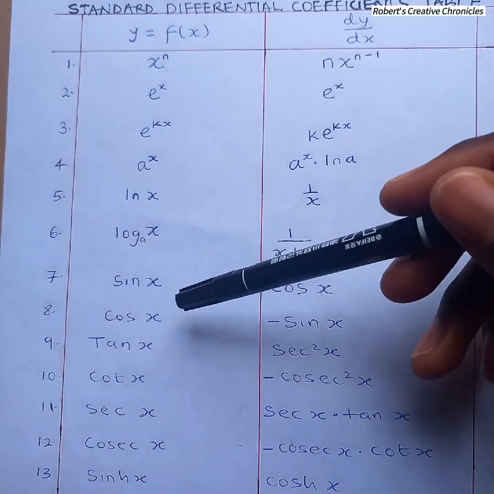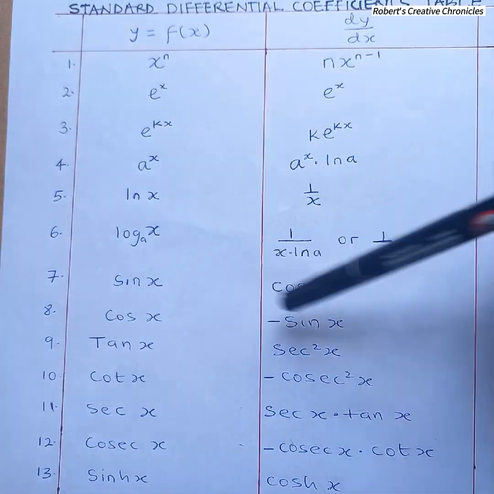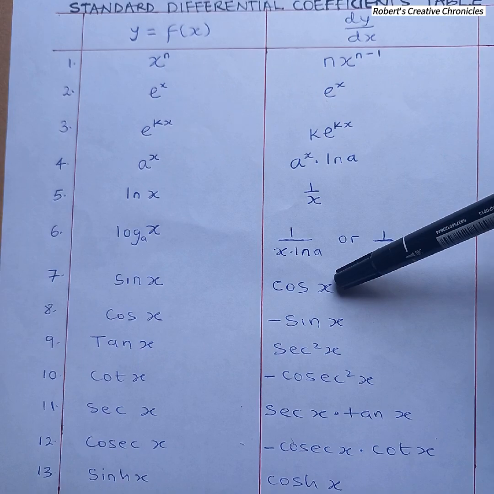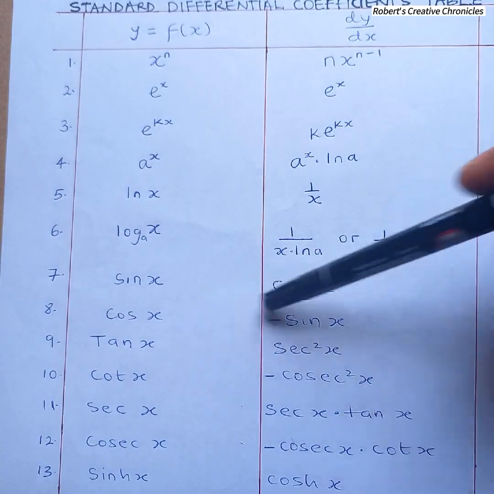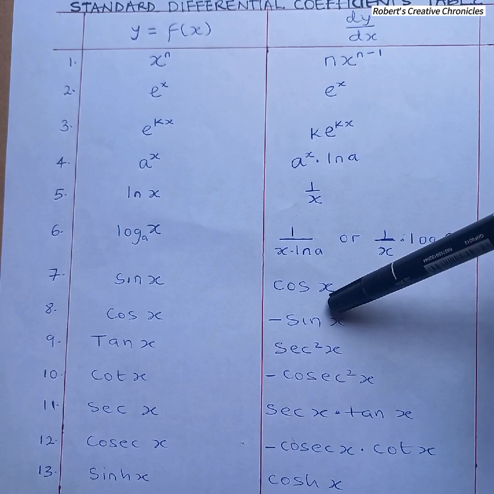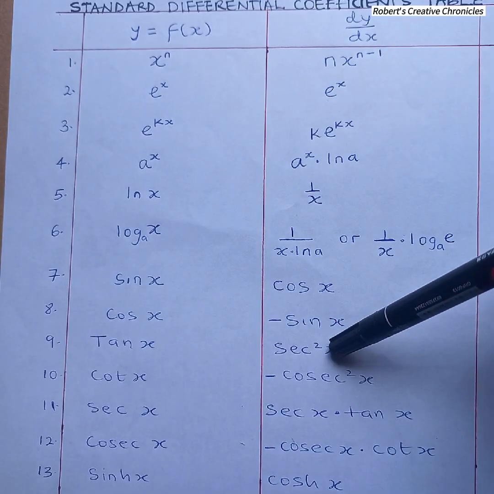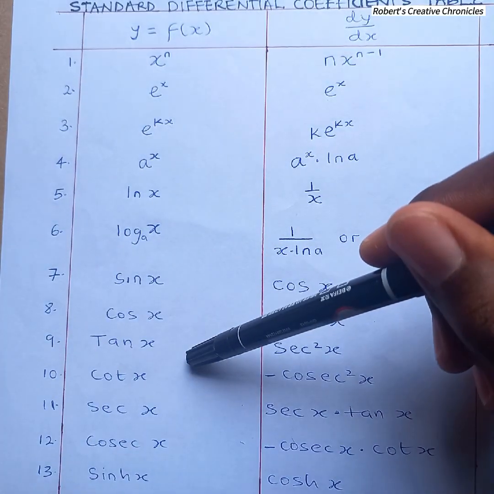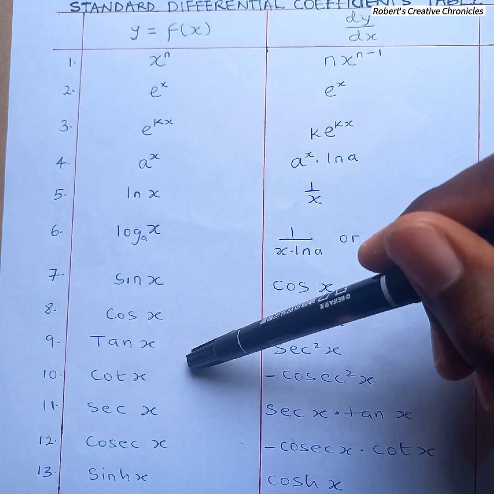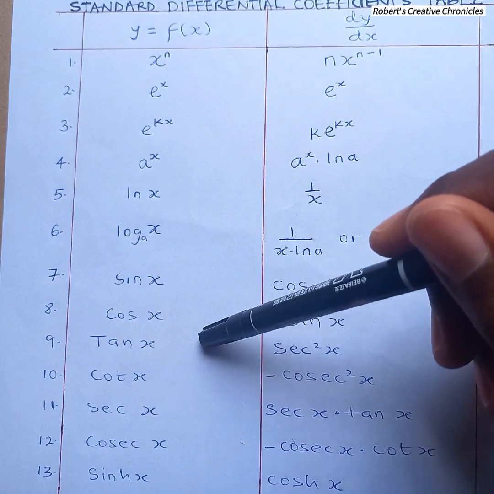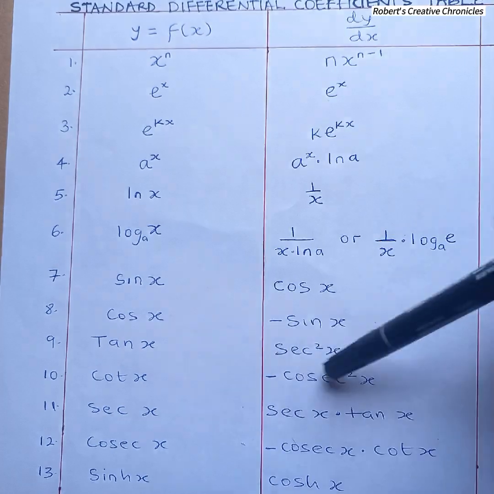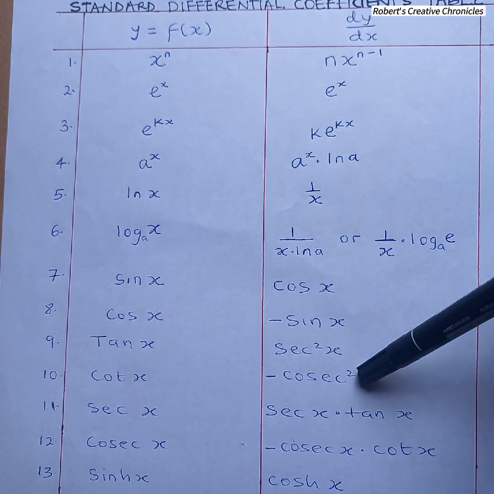Now, sine x. The derivative of sine x is cos x. The derivative of cos x is negative sine x. The derivative of tan x is sec square x. The derivative of cot x, you know, cot is the inverse of tan. So its derivative is negative cosec square x.